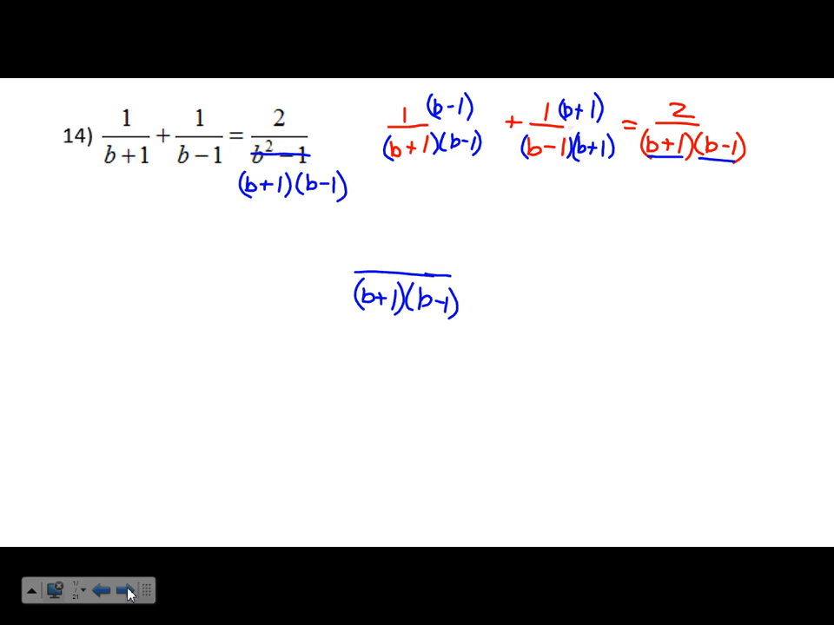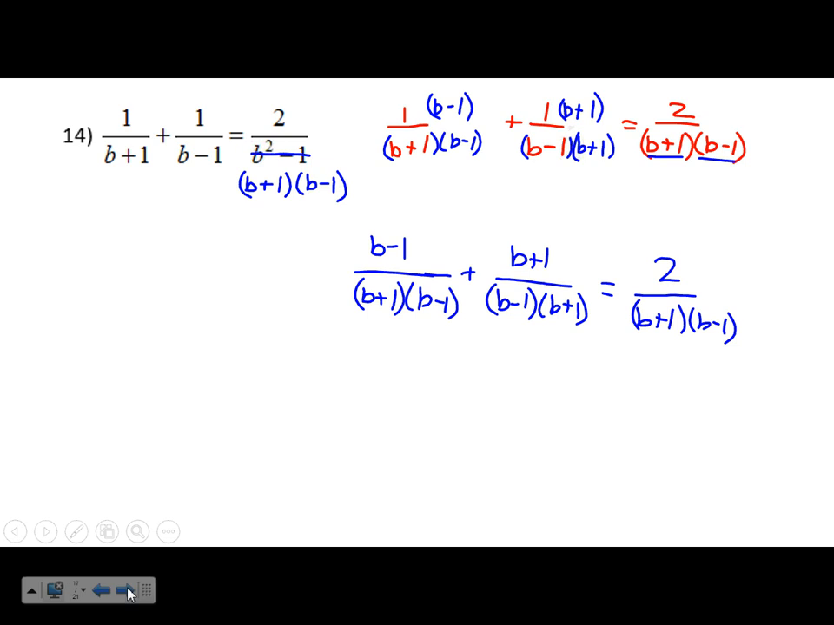So on the numerator for this one, we have b minus 1. Over here, b minus 1 times b plus 1. Our numerator is b plus 1. And over here, we already had the b plus 1, b minus 1, so the numerator for this one just stays as 2. So now all our denominators are the same.